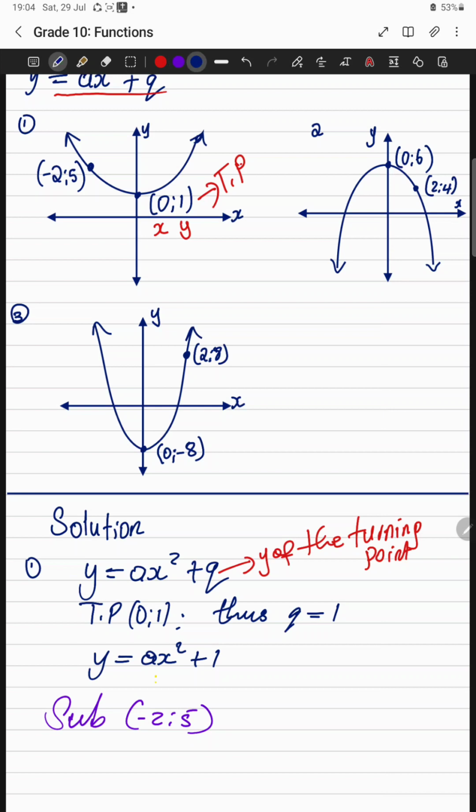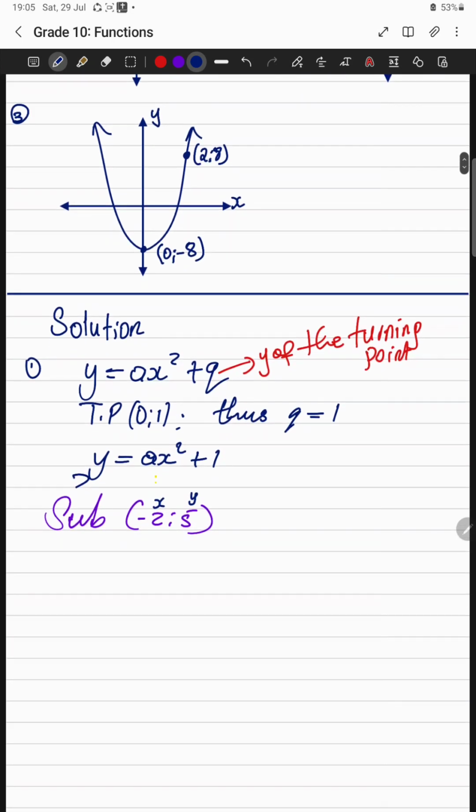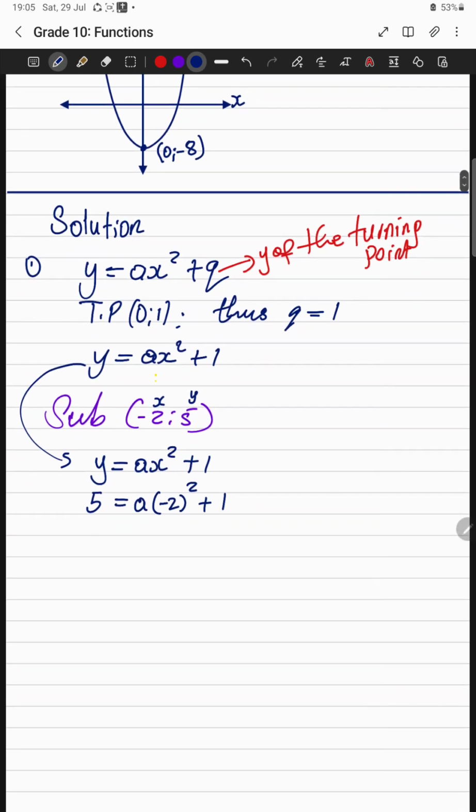So we're going to use that point, because this one is x, this is y. So in this equation, in the place of x we're going to put -2, and in the place of y we're going to put 5, and then we solve for a. Okay, this is my substitution. Then from here, you just work it out.